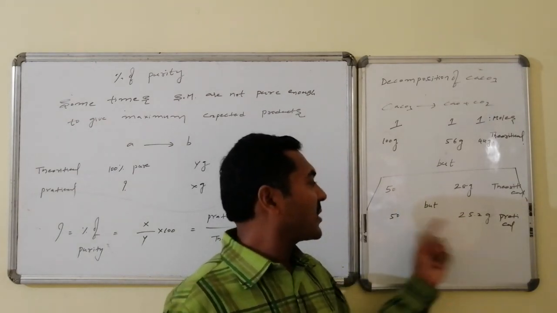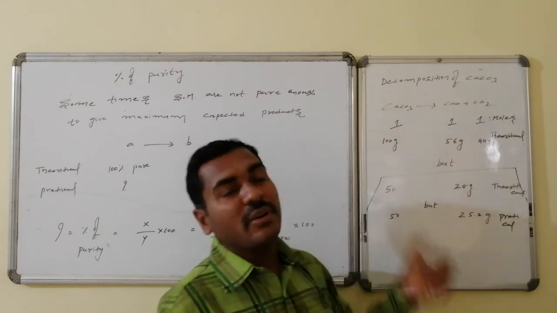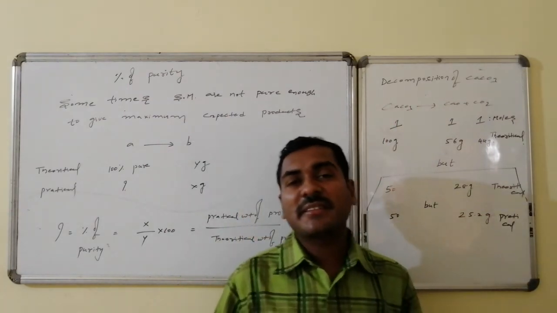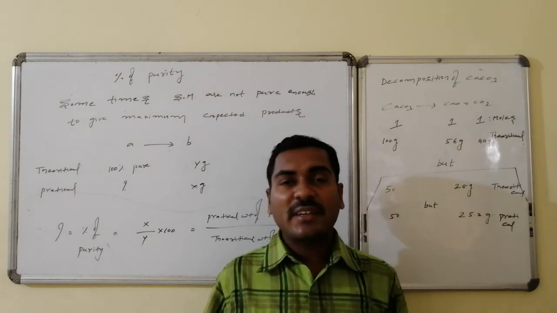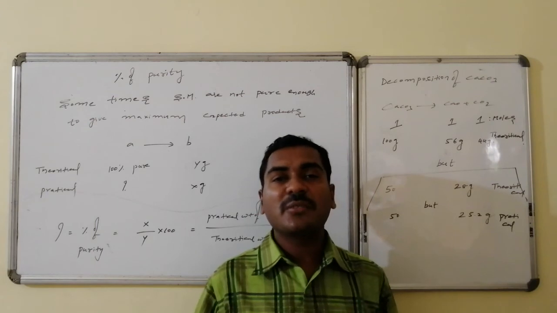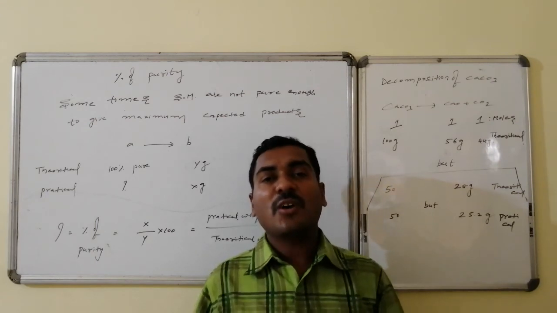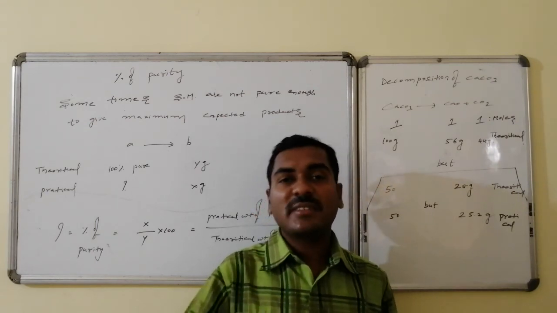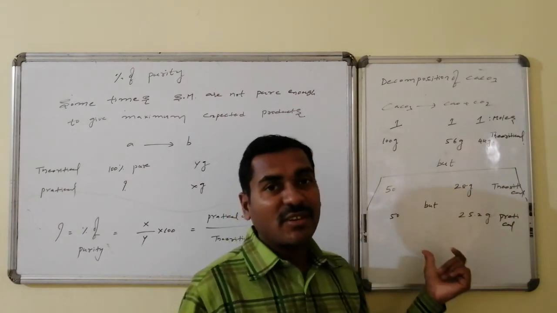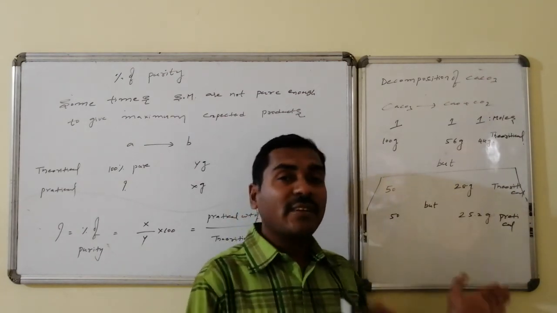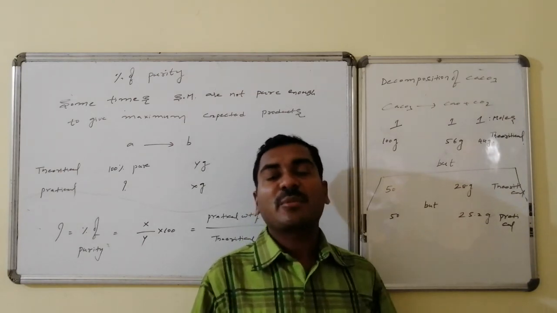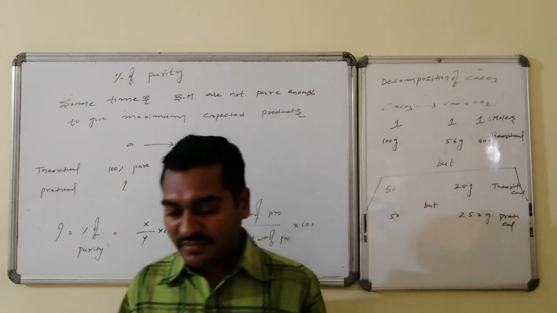Then you are asked to calculate how much percentage of purity is present in calcium carbonate, because calcium carbonate has some impurity. Due to that reason, the expected amount of calcium oxide formation is not occurring. That's what you are asked to calculate. Though you are considering it as 50, it is not 50. Then how much of exact weight of calcium carbonate is present? How much percentage of calcium carbonate is present is asked.